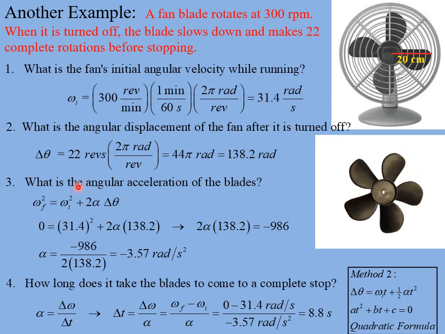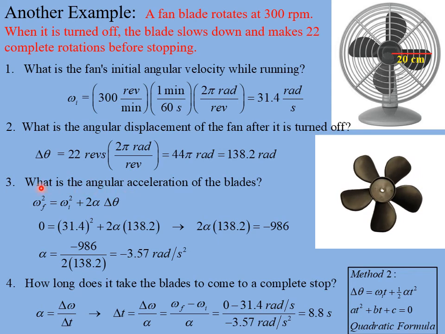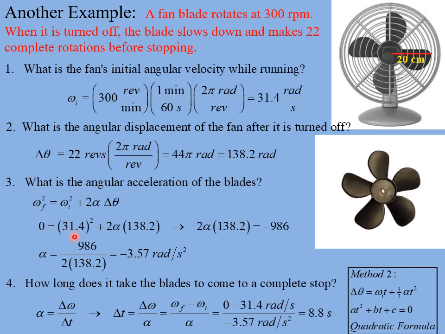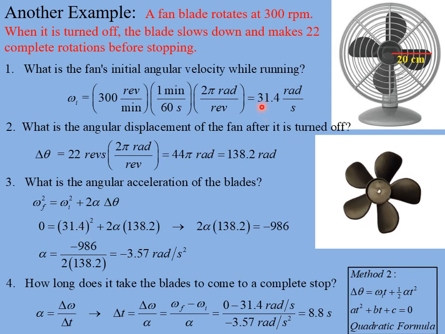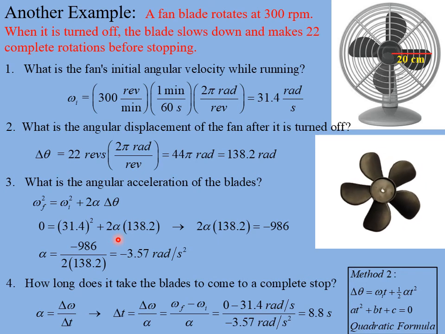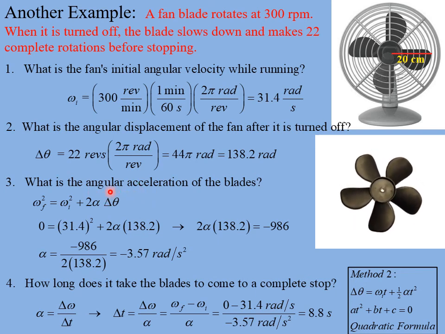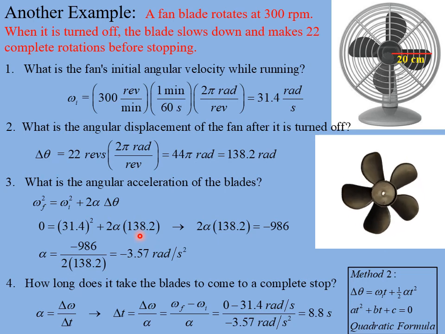So we're going to use this equation right here, the one without the time in it. So 0 is equal to our initial omega, 31.4, we learned that in part A, plus 2 alpha times 138.2. And so what are we trying to solve for here? We're trying to solve for alpha, the angular acceleration.